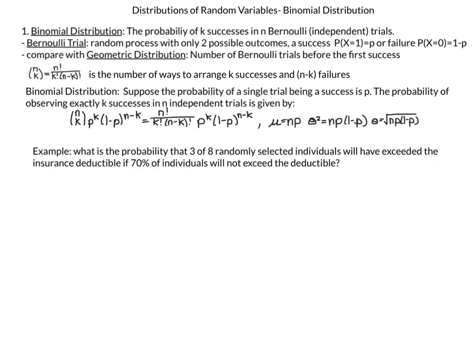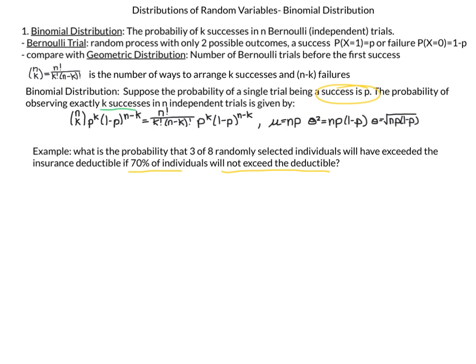Our next example: what is the probability that 3 of 8 randomly selected individuals will have exceeded the insurance deductible if 70% of individuals will not exceed the deductible? First, let's just parse this information. We want the probability of success, and that's 70%, and that's they will not exceed the deductible. That is our success, not exceeding.